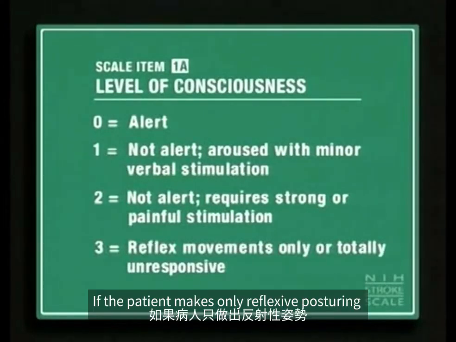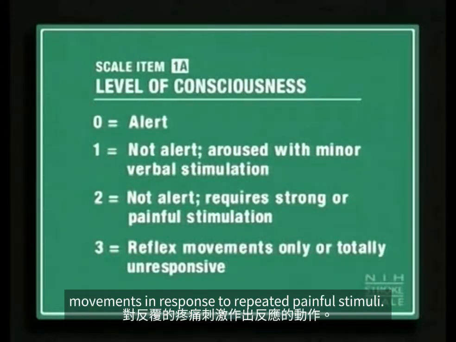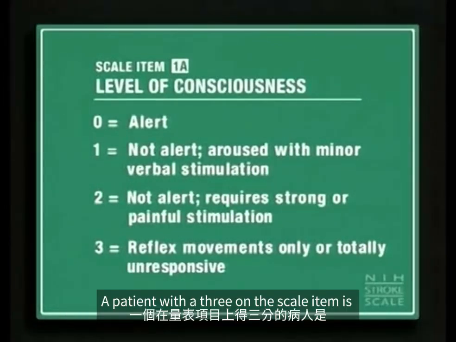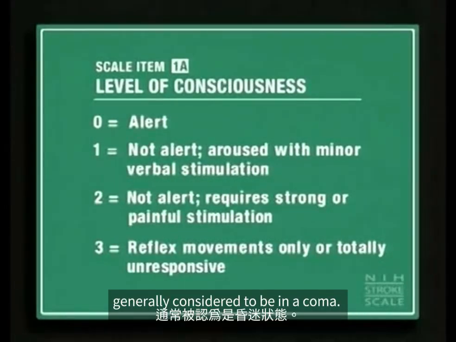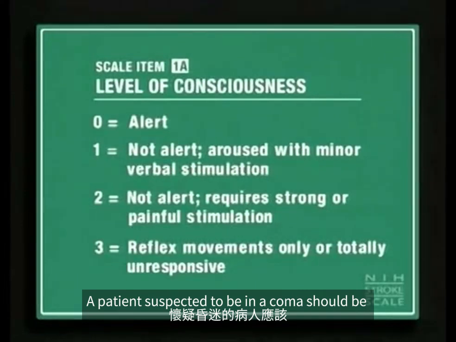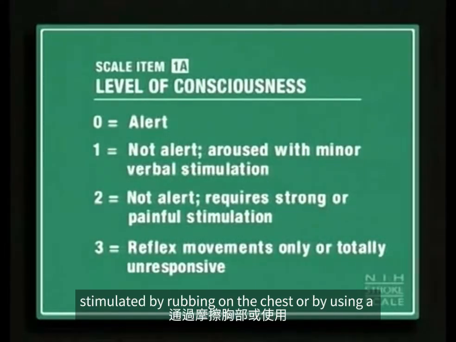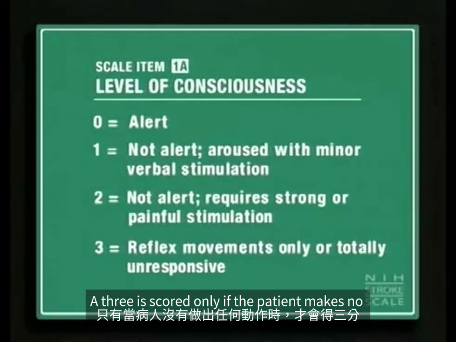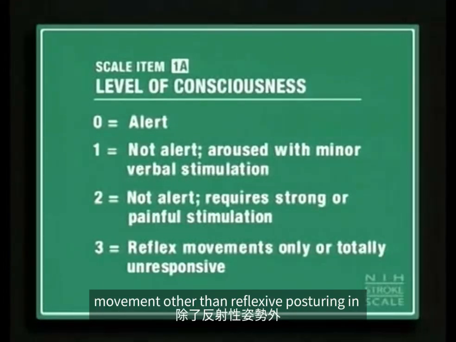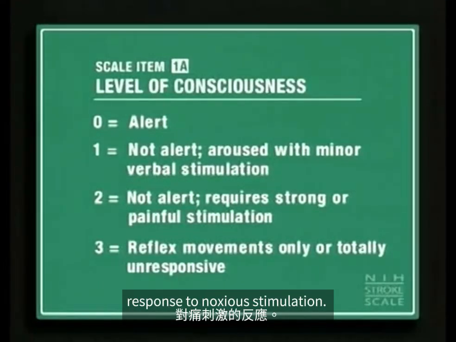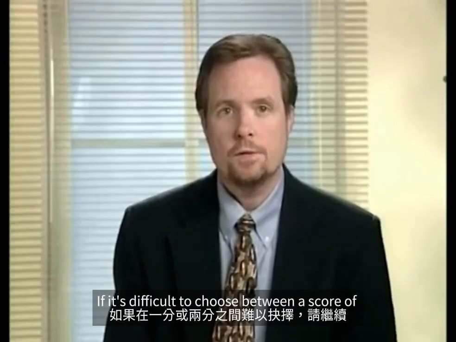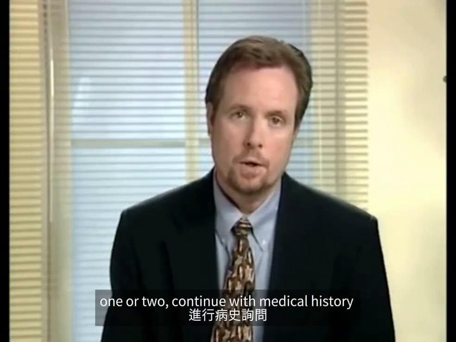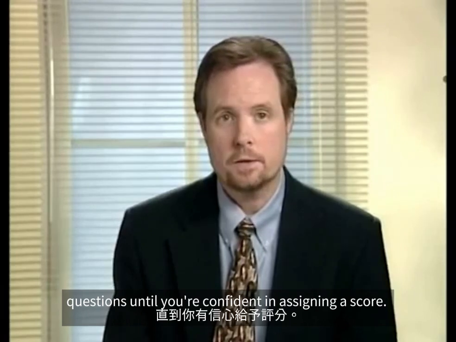Score a 3 if the patient makes only reflexive posturing movements in response to repeated painful stimuli. A patient with a 3 on this scale item is generally considered to be in a coma. A patient suspected to be in a coma should be stimulated by rubbing on the chest or by using a painful stimulus. A 3 is scored only if the patient makes no movement other than reflexive posturing in response to noxious stimulation. If it's difficult to choose between a score of 1 or 2, continue with medical history questions until you're confident in assigning a score.